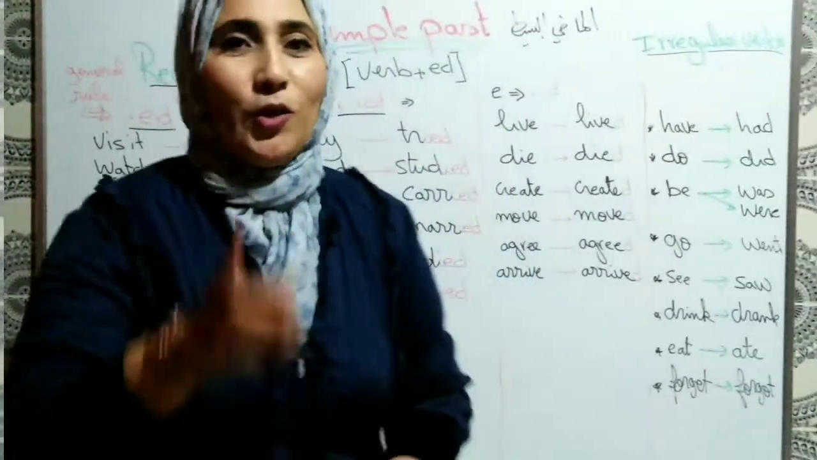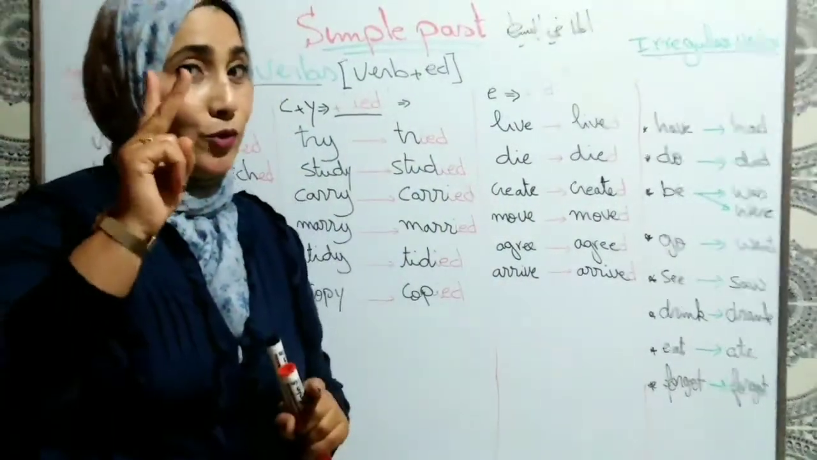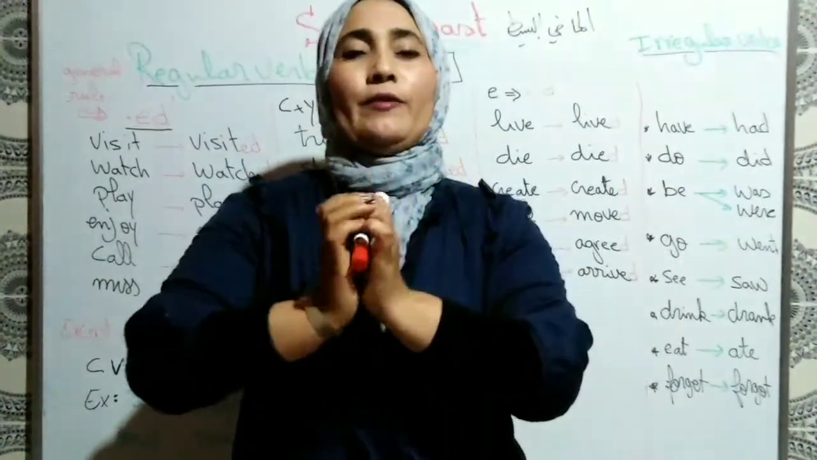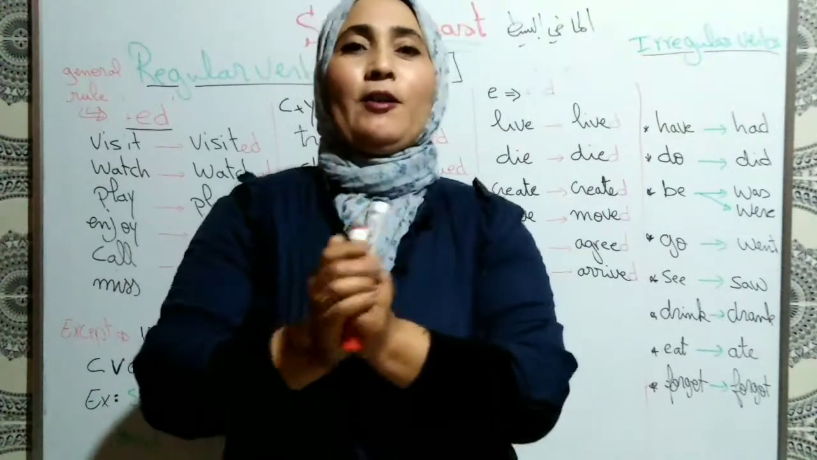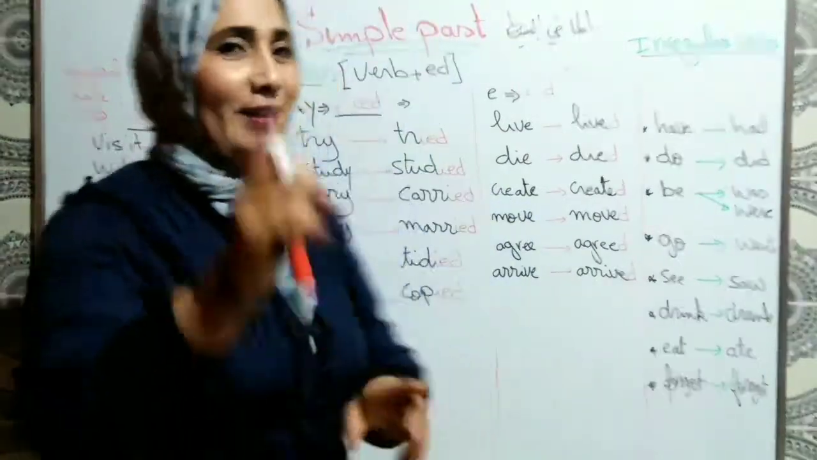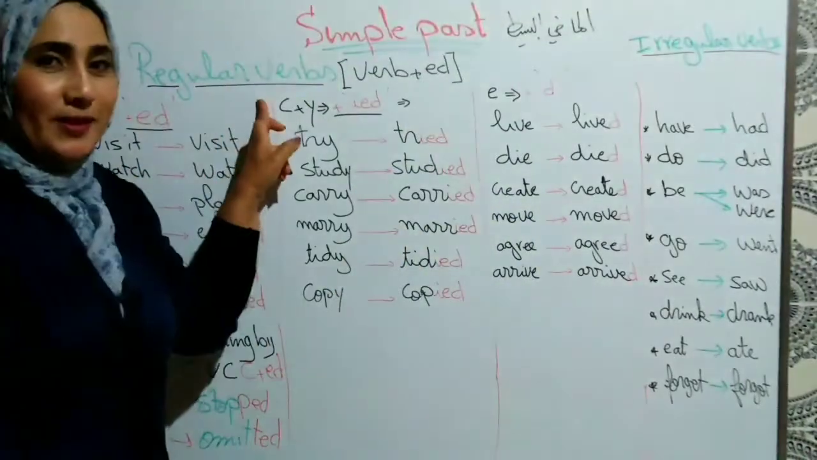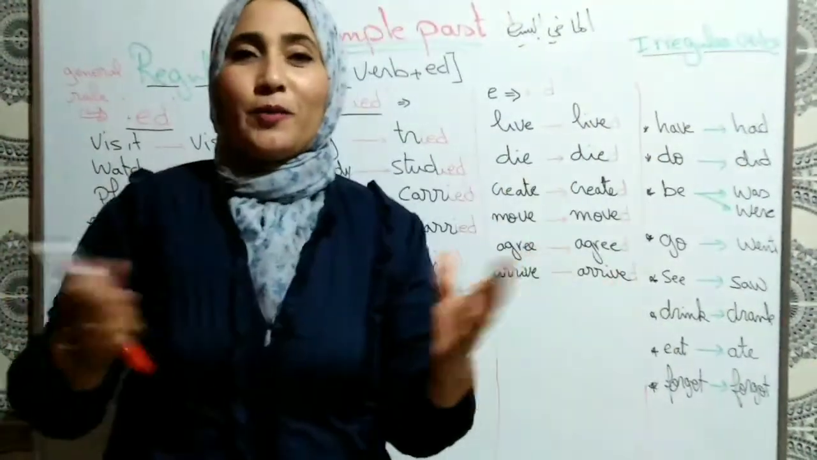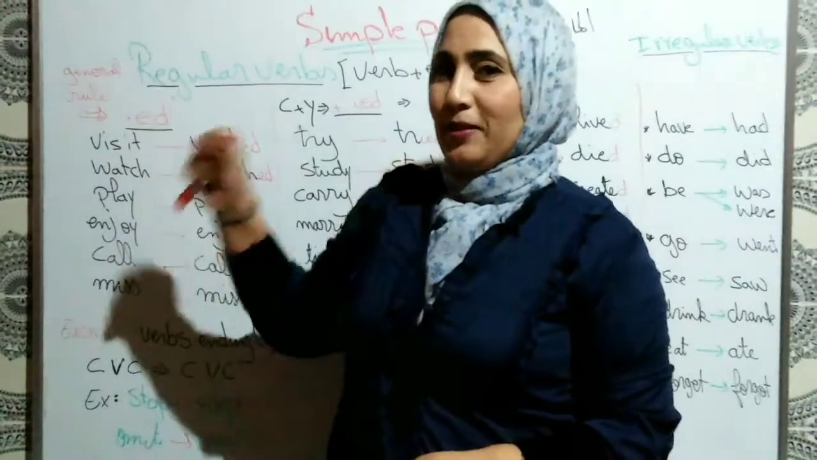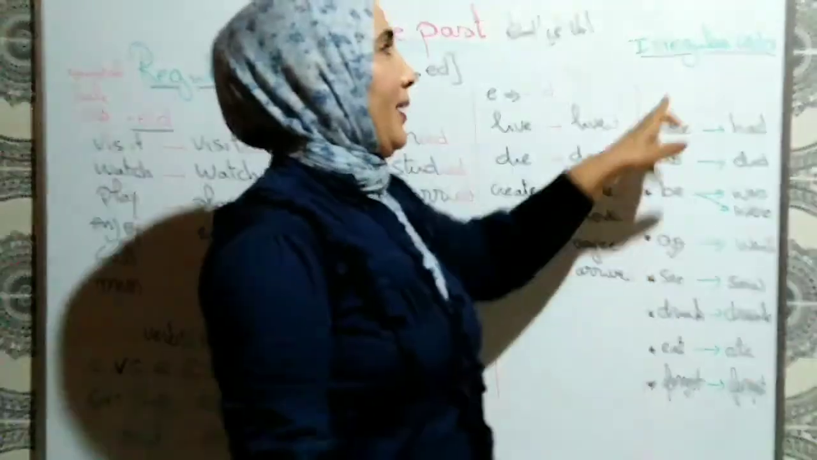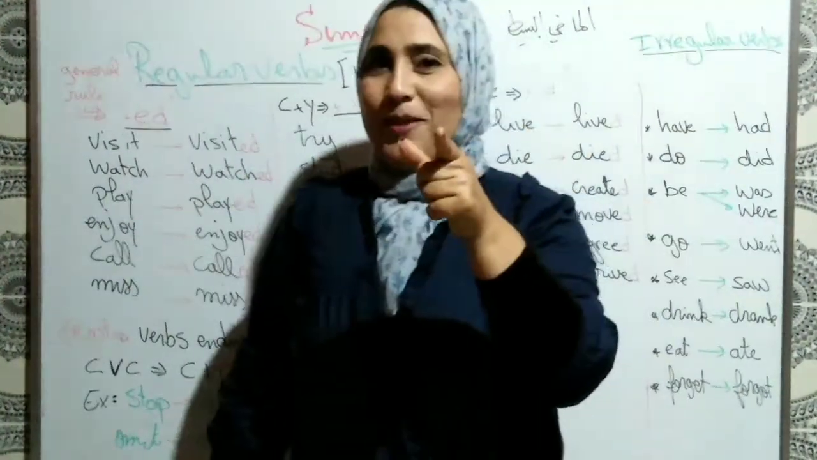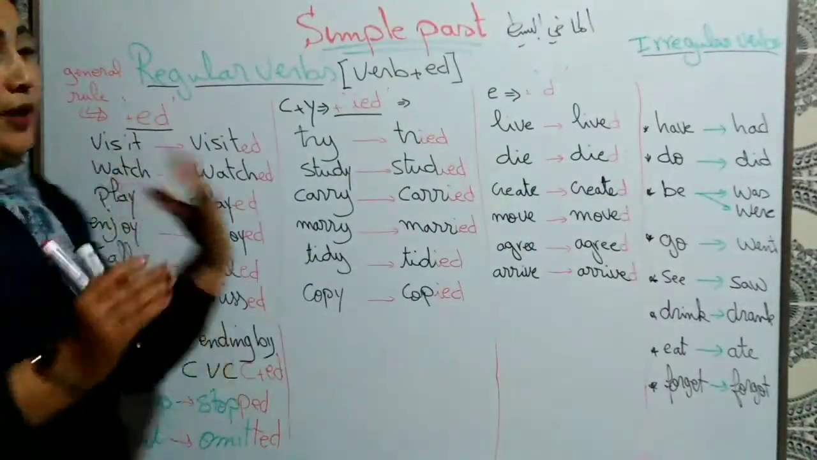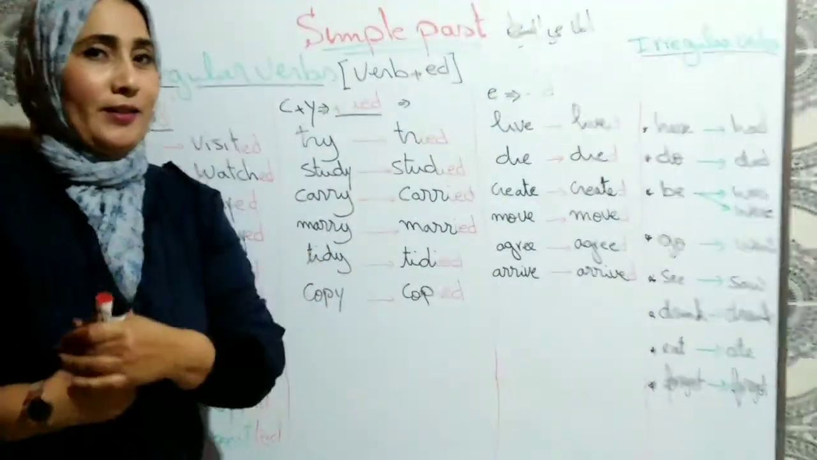First of all, we have to know that we have two types of verbs. يعني قبل أن نبدأ يجب أن نعرف أن لدينا نوعان من الأفعال في الماضي. لدينا regular verbs and irregular verbs. So how can we form regular verbs in the past and how do we form irregular verbs in the past? So regular verbs يعني الأفعال التي تخضع لقاعدة ما.